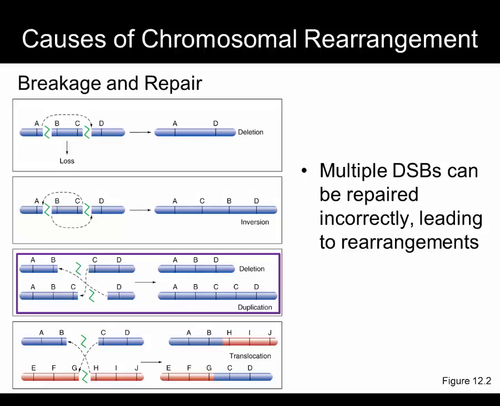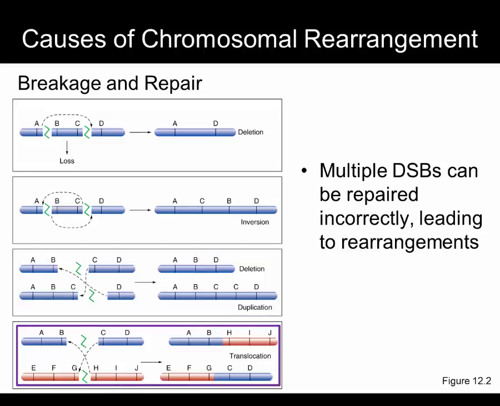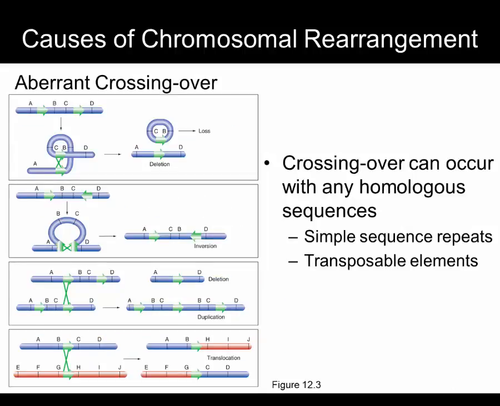If instead, A is attached to C and B to D, nothing is lost, but the order is changed, an inversion. Now suppose there are two breaks in homologous chromosomes, between B and C of one chromosome and C and D of the other. If the pieces are swapped during repair, you can get a deletion in one chromosome and a duplication in the other. The same sort of event between non-homologous chromosomes can lead to translocations. Improper crossing over can also cause each type of rearrangement.